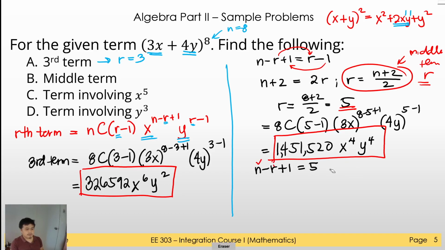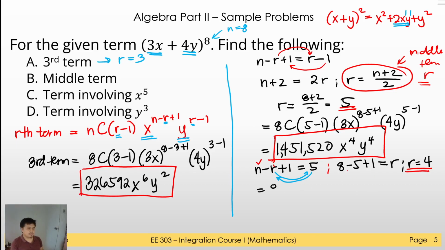So to find r, we can transpose this to the other side. So we have 8 minus 5 plus 1 is equal to r. So therefore, r is 3 plus 1, so 4. So r is equal to 4.